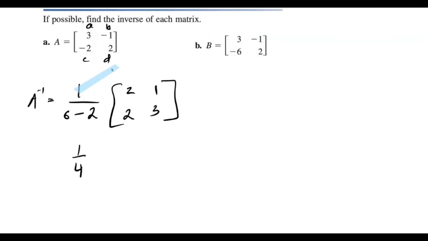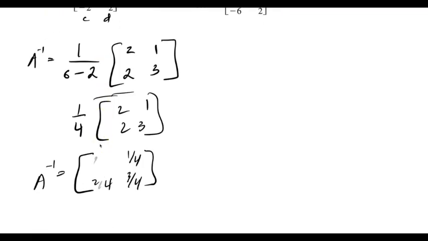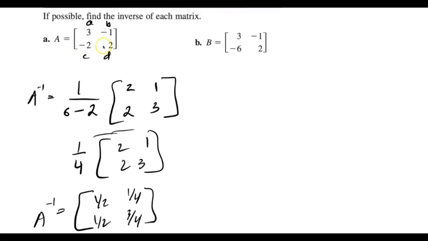We get 1 over 4 times 2, 1, 2, 3, and then we distribute all the way out. 2/4, 1/4, 2/4, 3/4. And that's my inverse. I mean, I could reduce 2/4 and 2/4 to 1/2, so let's just do that real quick. And there we go. That's the inverse of A. We can multiply them and try it, but let's check one more.